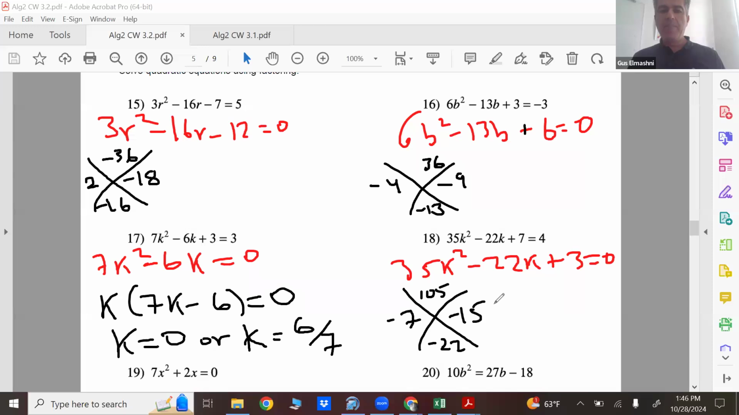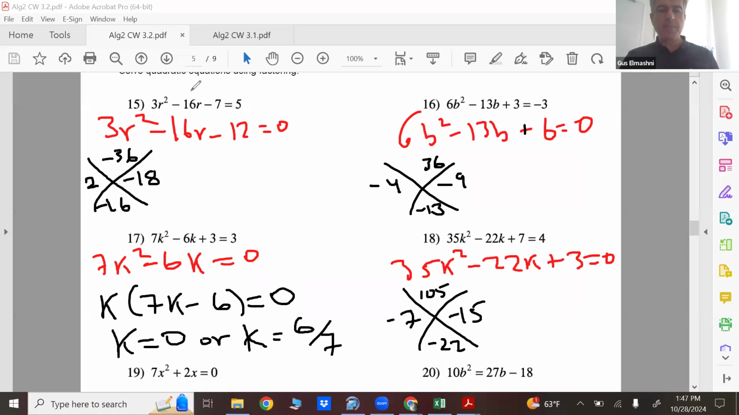And I do the diamond, which is to split the middle term. Hope that makes sense. Now for 17, you don't have to waste your time with the diamond. Whenever you have two terms, just pull out common factors and you're good. K times 7k minus 6, you get two answers. If you want to do the diamond, go ahead, but then you put 0 up top and you split as -3 and 3, but it's not necessary. It's just easier to pull out the common factor and factor it, or set it equal to 0 and solve for the variable.